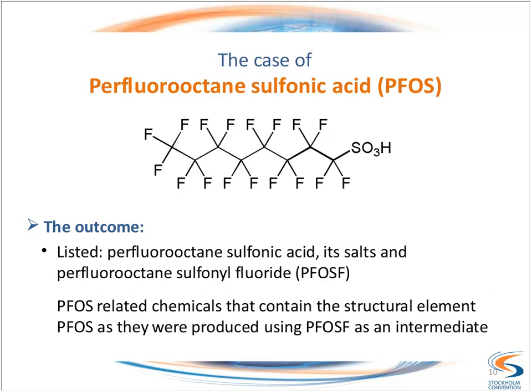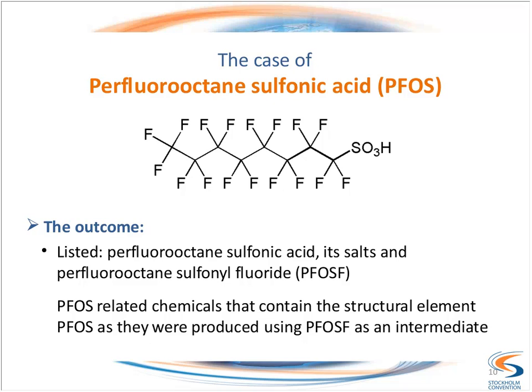Listed was the acids, its salts, and PFOS-F, because it was known that these chemicals would very, very quickly degrade in the environment to PFOS. And so they were explicitly listed. And then all the PFOS-related chemicals were listed in a way that any chemical that was produced with PFOS-F as an intermediate, and all PFOS-related chemicals are produced using PFOS-F, was listed.